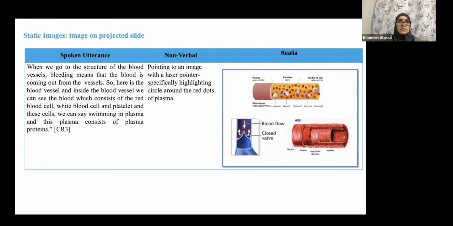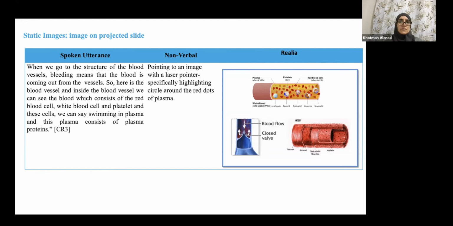So let's have an example of static images. The classroom observation data reveal how teachers simplify their explanation, breaking down difficult concepts into more accessible language for the students to understand, and supporting this with images. For example, the following excerpts from one of the classes illustrate how the teacher explained the complex concept of a blood vessel structure, using an image of this structure.